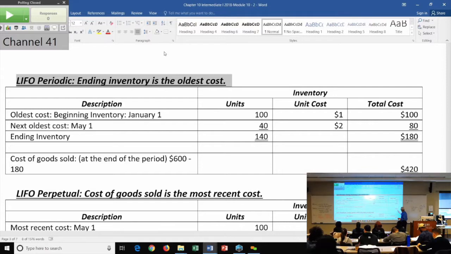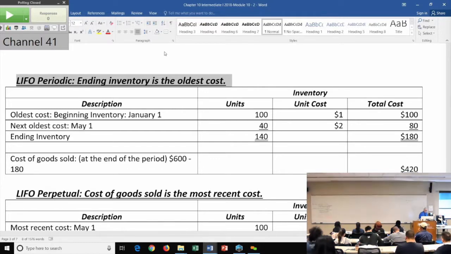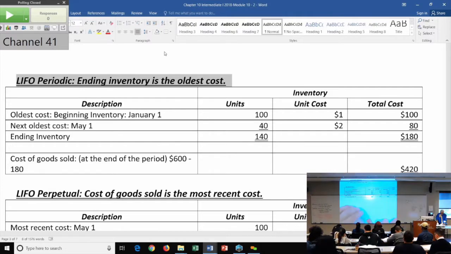Now, what is going on here, which is kind of ridiculous, is the fact that in that 420, you've got the last purchase. So if you were doing this on a LIFO periodic, it would include the cost of purchases that didn't exist when the sale took place. Let me just show you that. So if we were doing this on a LIFO periodic, we're going to say that we sold 160 units, and what I want you to look at is the fact that you're going to say last in, first out.